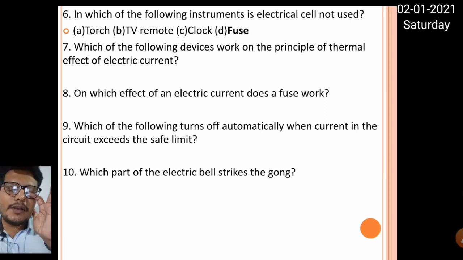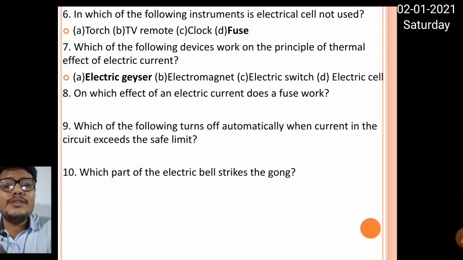Okay, see the next one. Which of the following devices works on the principle of thermal effect of electric current? Thermal effect, right? Thermal means which produces heat, right? Heating effect of electric current we can say. So that is the electric geyser, because we use that geyser to heat our water. Electromagnet does not work on the thermal effect. Same with electric switch and electric cell, they also do not work on the thermal effect.